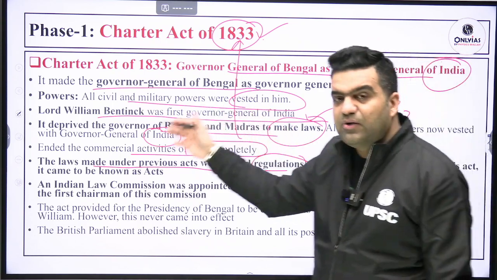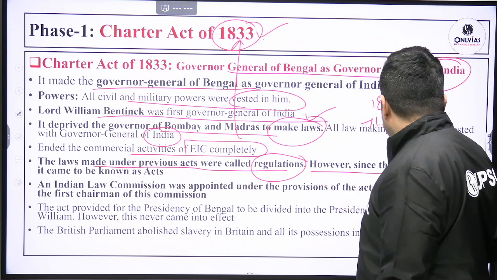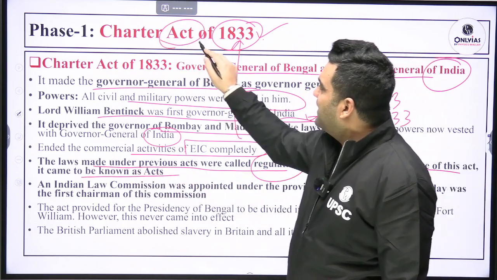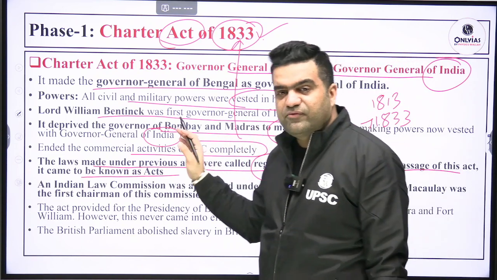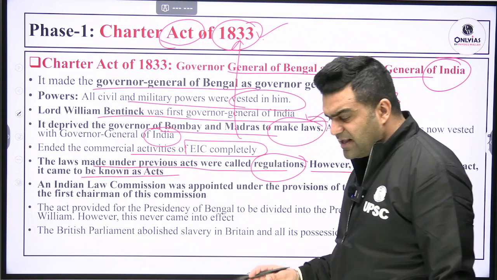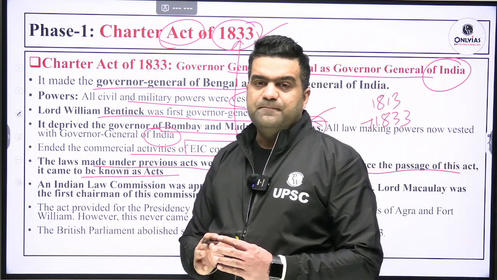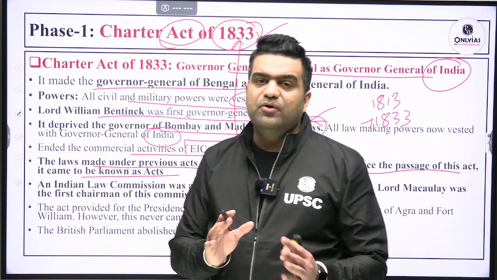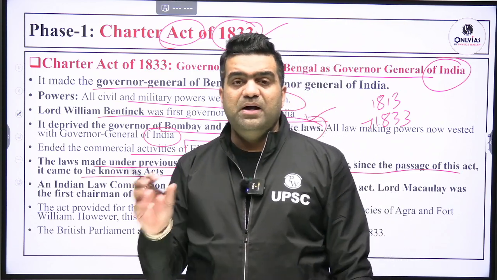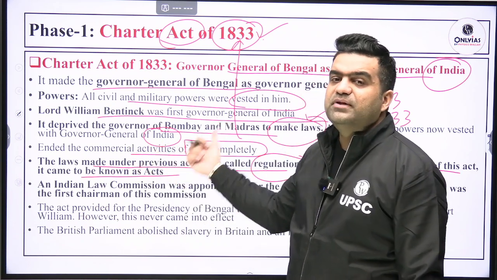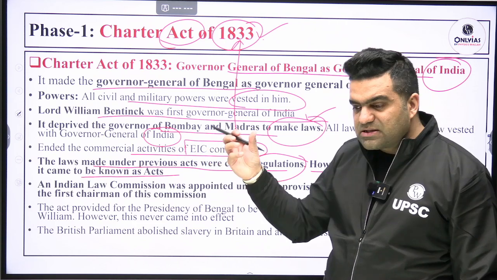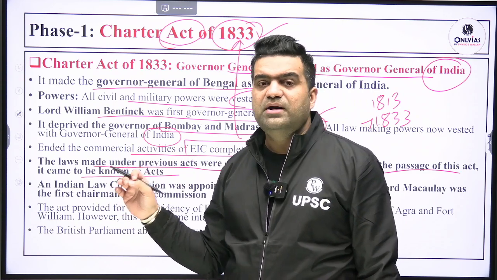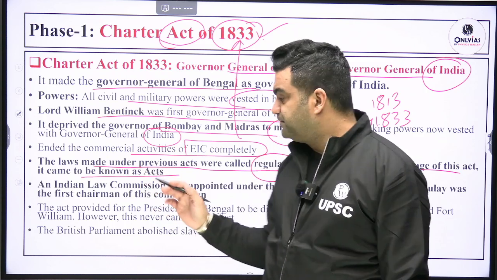Okay. Now, the laws made under the previous acts were called regulations. That is why we see Regulating Act. But since the passage of this act, it came to be known as acts. The word act was mainly used from this point onwards. Earlier they said that we are regulating the activities of the company. Now with the Charter Act, the activities of the company were brought to an end. That is why it would be appropriate to use the word act from this point onwards. And the control was completely given to one Governor General, Governor General of India. No longer would he be called Governor General of Bengal alone.